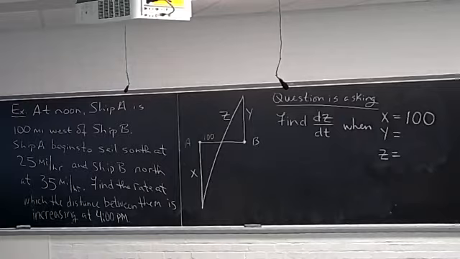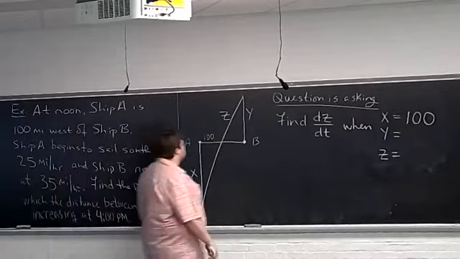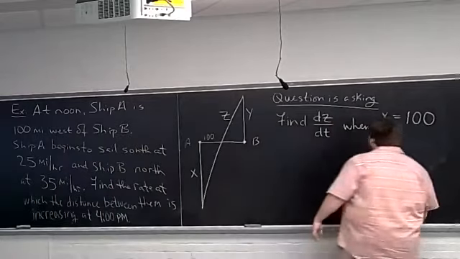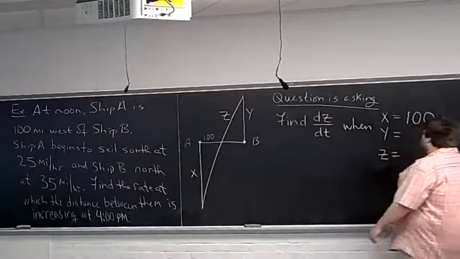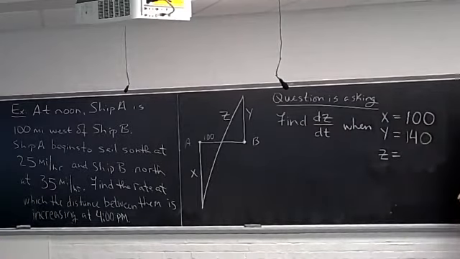Okay, how about Y? Well, ship B is sailing north at 35 miles per hour. 35 miles per hour for 4 hours. 35 times 2 is 70. 7 times 2 is 14. So 70 times 2 is 140. Any questions about finding Y?